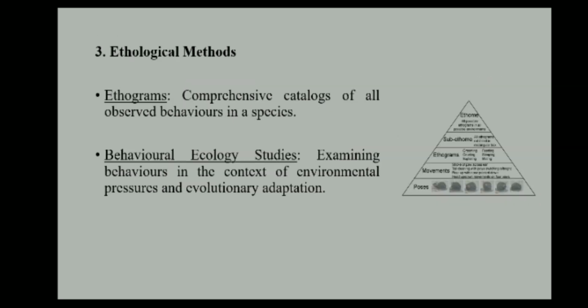Then third one is ethological methods. It has two types. One is ethograms and the second one is behavioral ecology studies. Ethogram means comprehensive catalogues of all observed behaviors in a species. Then second one is behavioral ecology studies, examining behaviors in the context of environmental pressures and evolutionary adaptation.